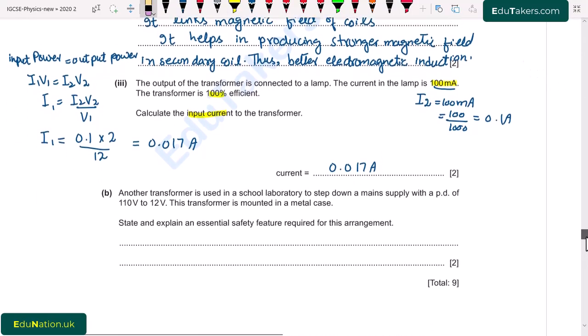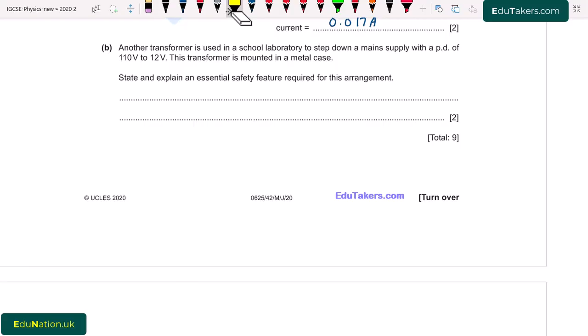Part B. Another transformer is used in a school laboratory to step down a main supply with potential difference of 110 volts to 12 volts. This transformer is mounted in a metal case. State and explain an essential safety feature required for this arrangement. So here you can see that a metal case is used. It's a metal case which can conduct electricity, and so we need to earth it. It means that we have to provide an alternative path for the electricity to flow to the ground.